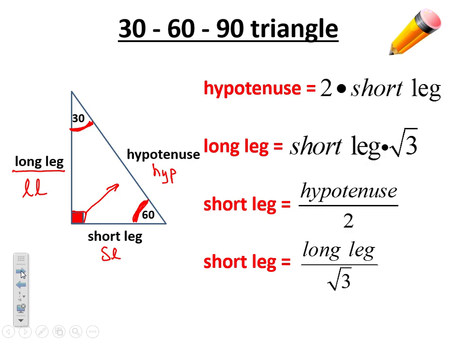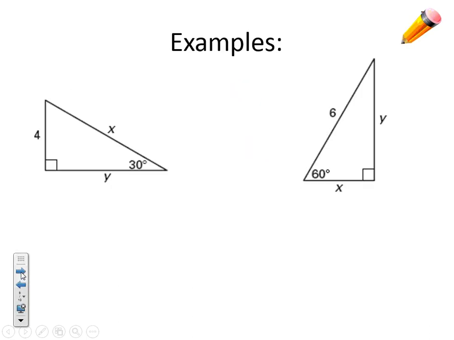We're going to do 3 examples with 30, 60, 90, and then we will be done for the day. So here we go. Here are 2 of the examples. So we're going to start over here on this one. I know that this is 30, so this must be 60. So I'm just going to go around and label everything. This is my short leg. This is my long leg. This is my hypotenuse.